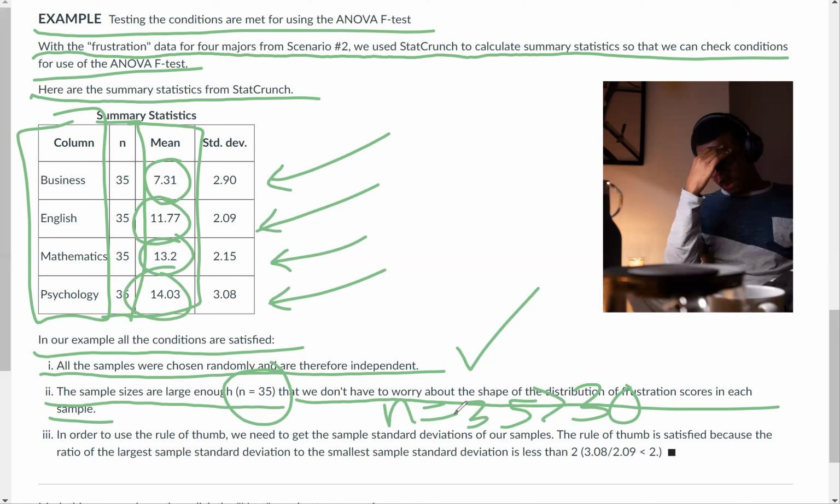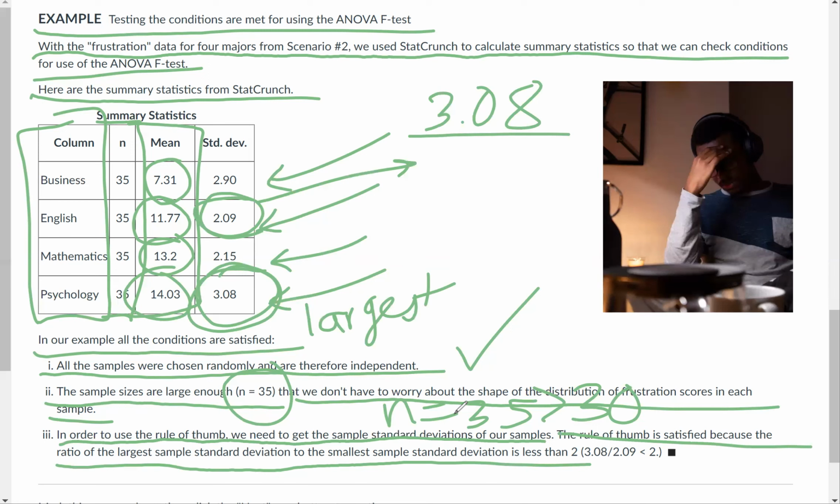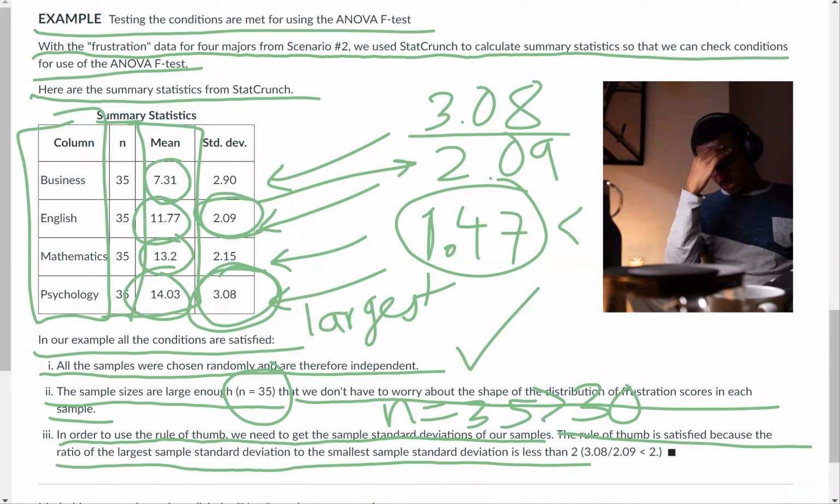Thirdly, the new qualification. In order to use the rule of thumb, we need to get the sample standard deviation of our samples. The rule of thumb is satisfied because the ratio of the largest sample standard deviation to the smallest is less than 2. You just take the largest standard deviation, 3.08, and divide it by the smallest. Between those 4, the smallest is the one from English, 2.09. Let's see, if we divide those, what do we get? When you divide those, you get about 1.47, which is less than 2. So we're safe. We should be able to use the ANOVA F test.